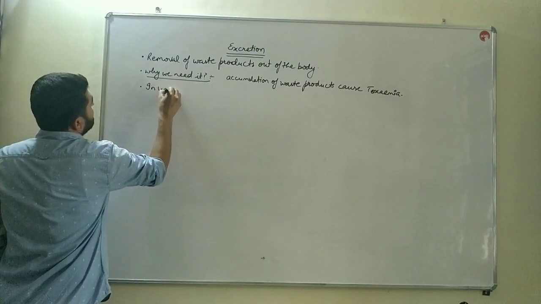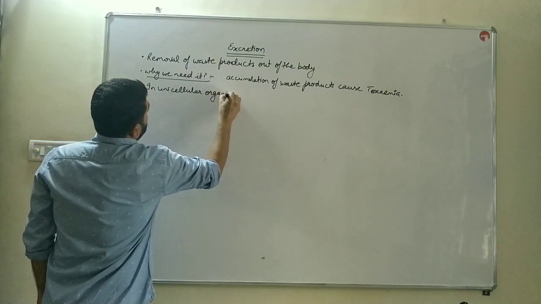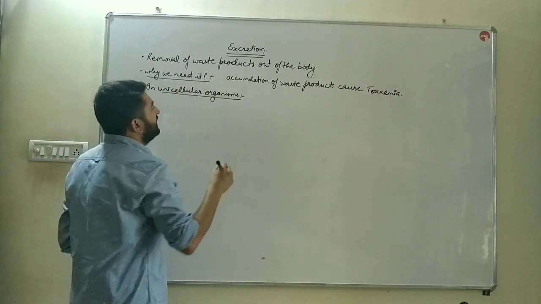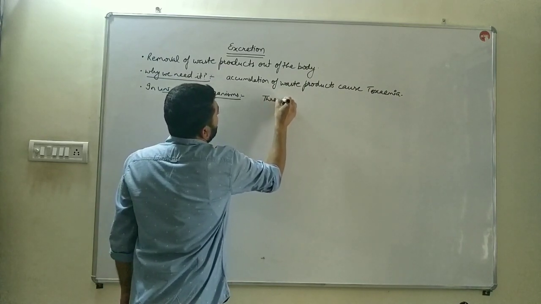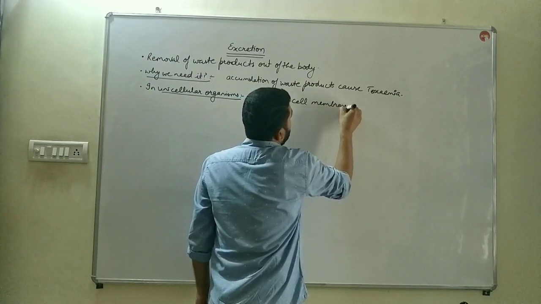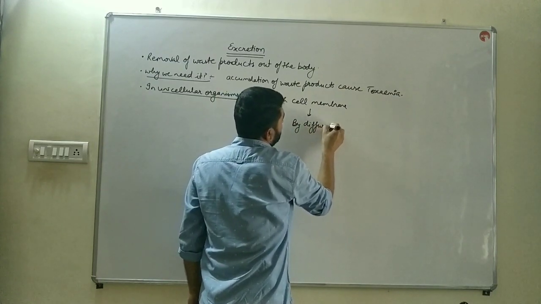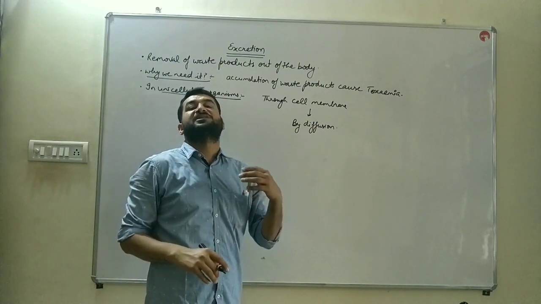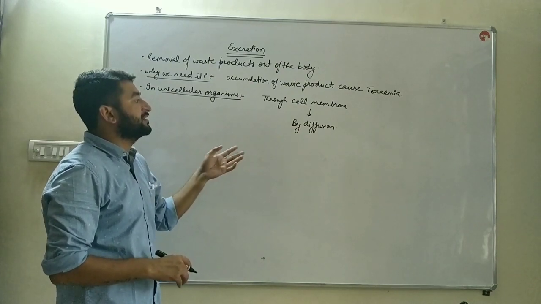First, we'll discuss unicellular organisms. In unicellular organisms like amoeba and paramecium, the waste products are removed through their general body surface, that is through the cell membrane, by the process of diffusion. The excretion occurs by diffusion.